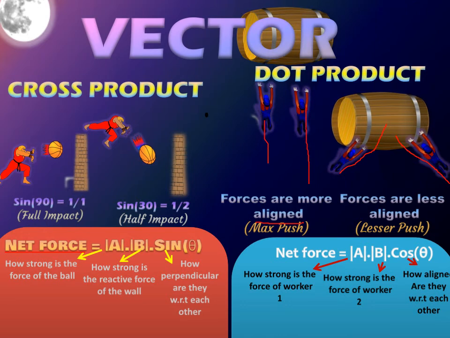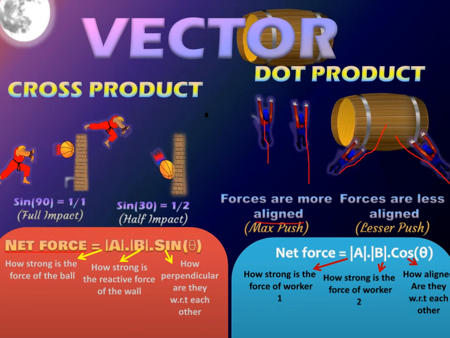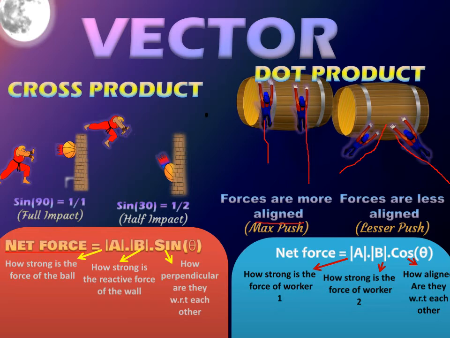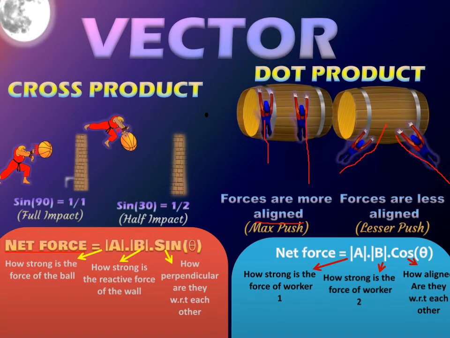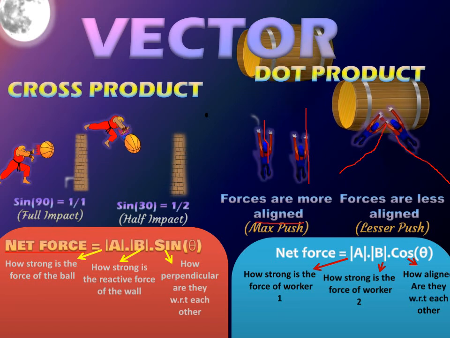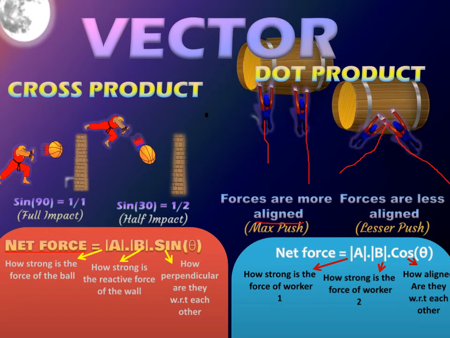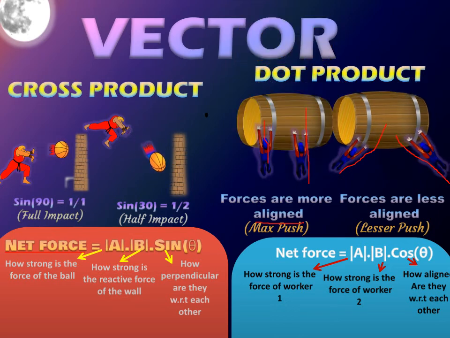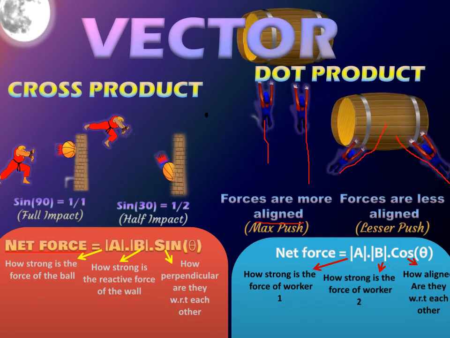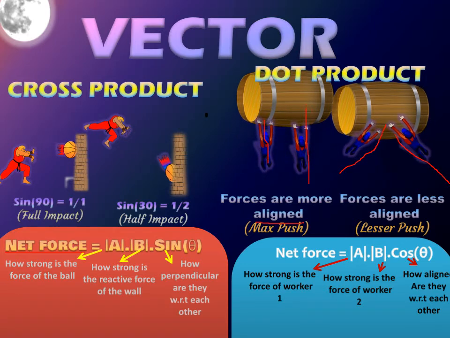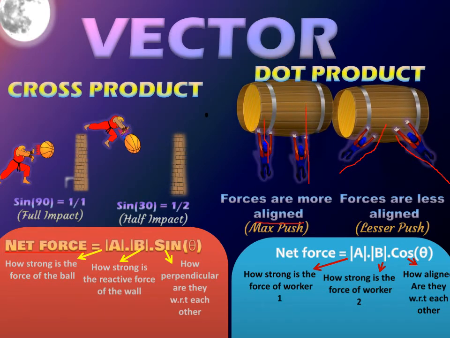So now let us come to cross product and dot product. Let's look at the formula for cross product first. The net force equals the magnitude of A, that is the magnitude of how strong is the force of the ball. The second thing is the wall, that is denoted by B. The reactive force of the wall. If the wall was made of sponge, the reactive force would be very different. So the net force, every surface has got a reactive force. In this case we are concerned with the reactive force of the wall.